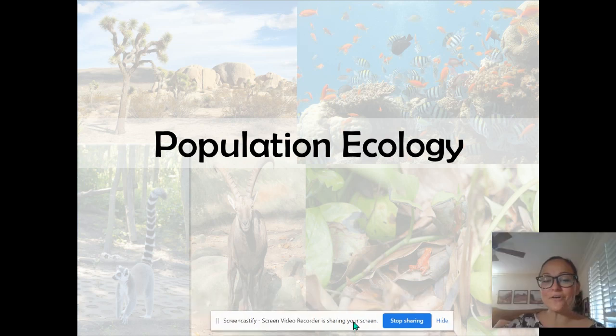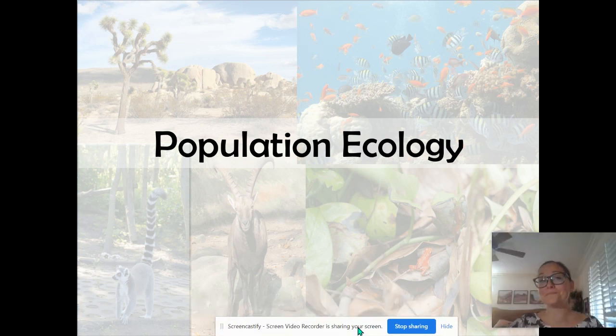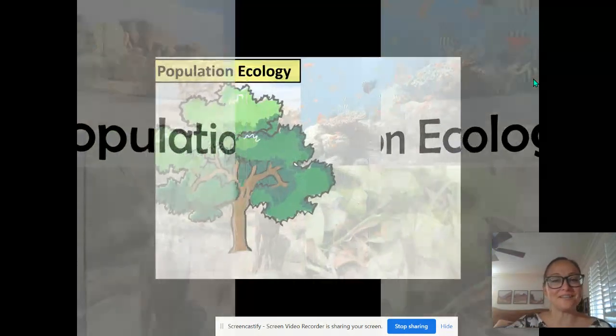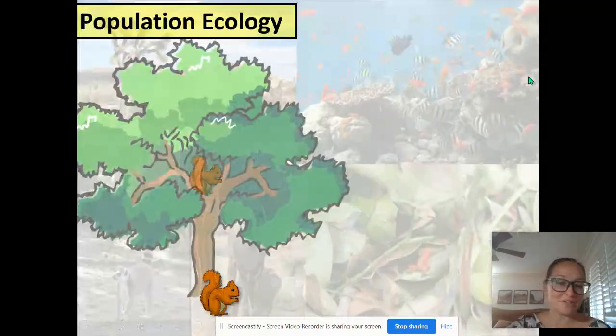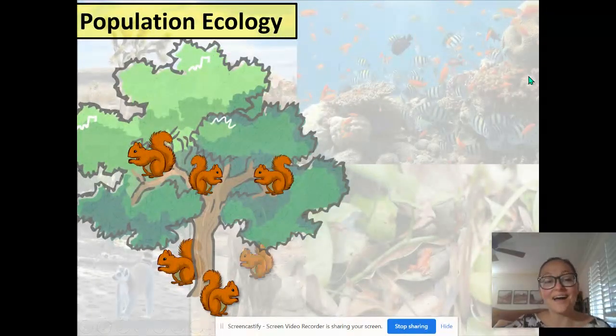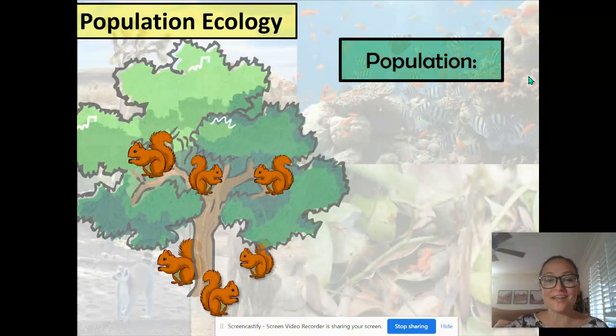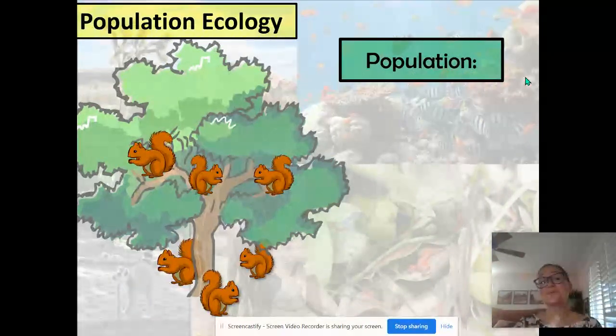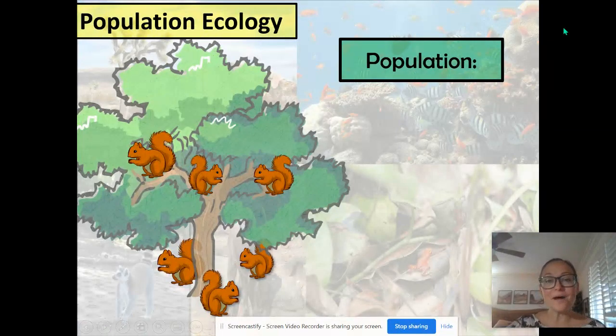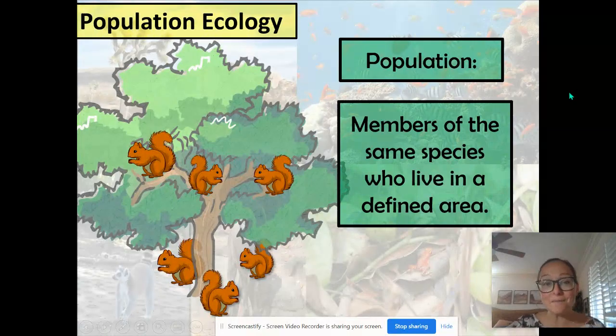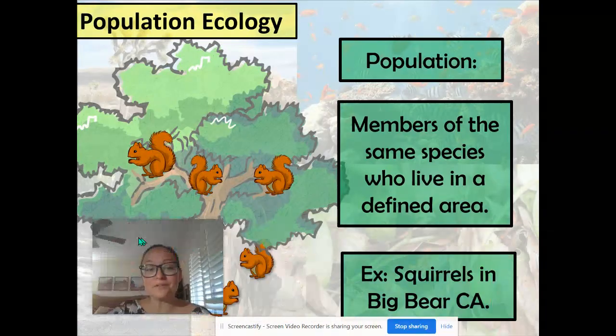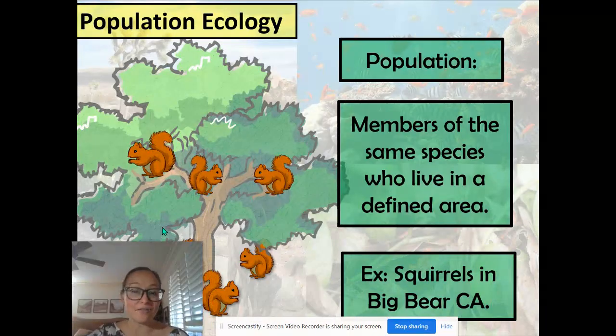Okay, so in this video, I'm going to quickly define populations and what population ecology studies. So when we talk about populations, here we have a population of squirrels, pictured in an oak tree. A population is defined as members of the same species who live in a defined area. So here, these could be squirrels that live in Big Bear, California.